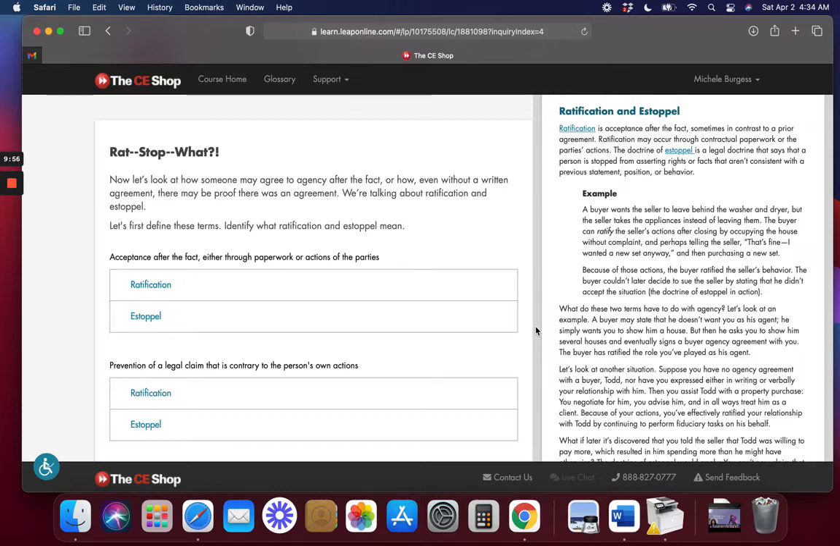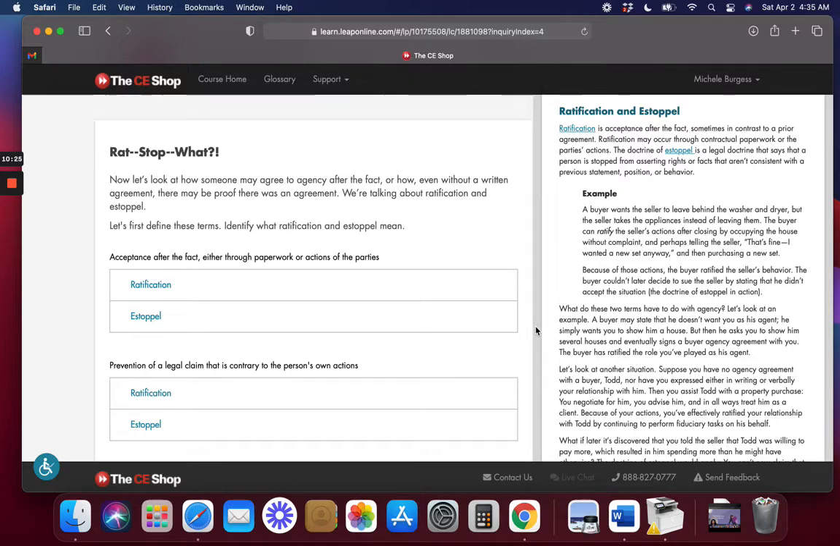Ratification may occur through contractual paperwork or the party's action. The doctrine of estoppel is a legal doctrine that says a person is stopped from asserting rights or facts that aren't consistent with a previous statement, position, or behavior. Let's do an example to help us understand this. A buyer wants the seller to leave behind the washer and dryer, but the seller takes the appliances instead of leaving them.